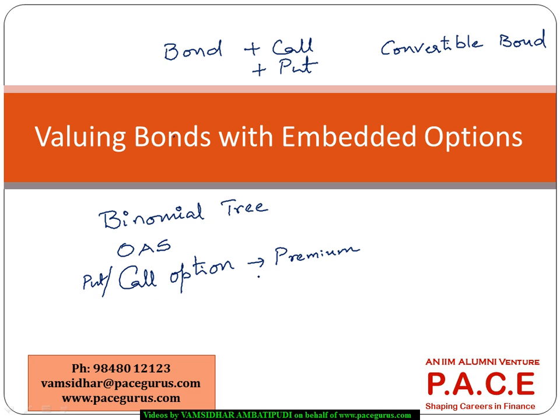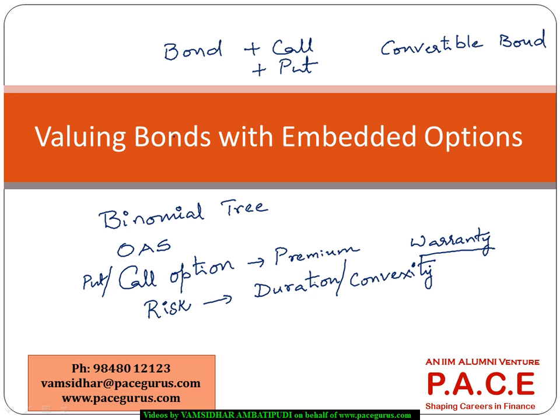On similar terms to call and put, there is something called a warrant associated with a convertible bond. So how do I value these various entities present in the bond? And finally, how do I assess the risk? How do I do the risk assessment for these bonds with embedded options, which can be done using the computations of duration and convexity associated with them?